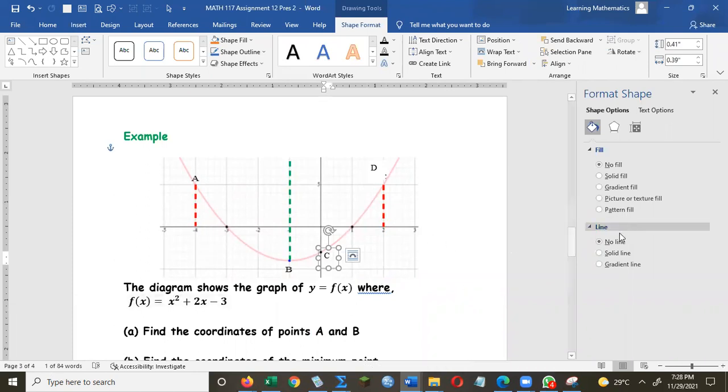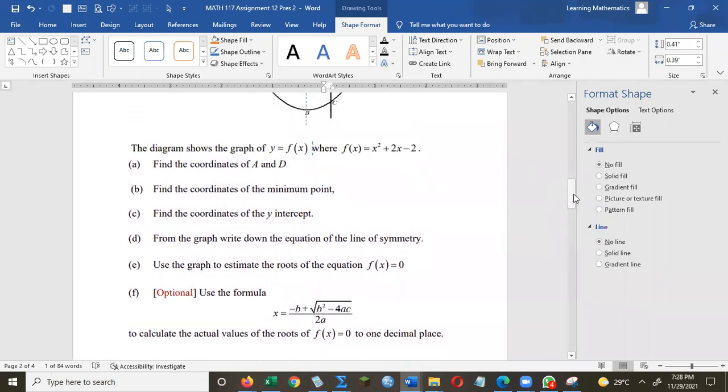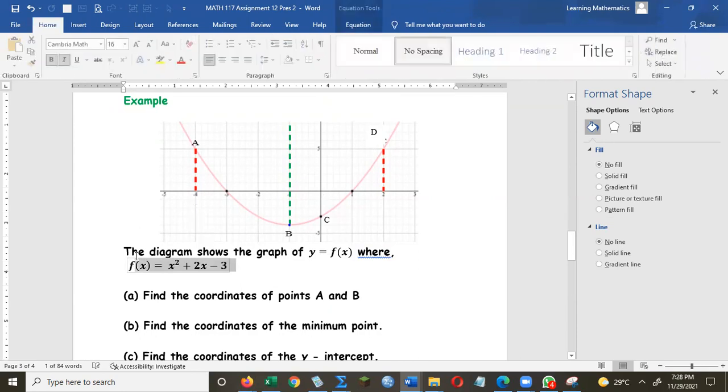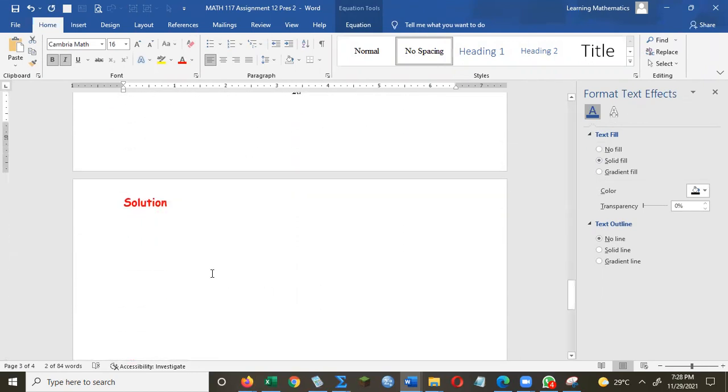And the function is given. In the assignment, the function is x squared plus 2x subtract 2. And in the example it is x squared plus 2x subtract 3. So find the coordinates of points A and B. To find the coordinates of point A and B, you must substitute the x coordinate into the function. So you're going to have two x coordinates. One is -4 and one is 2. And find out what f of x is, or find out what y is, because y is the same as f of x. Please bear that in mind.